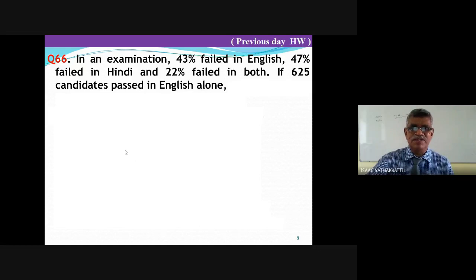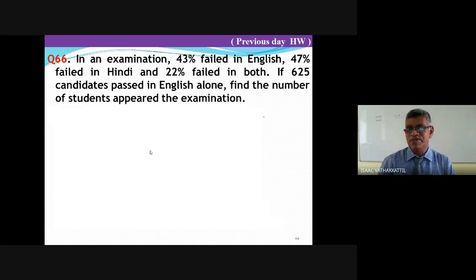625 candidates passed in English alone. Find the number of students who appeared at the examination. That was the question.